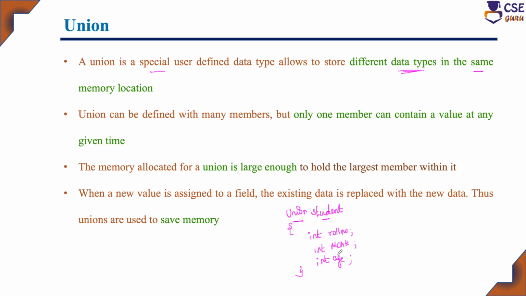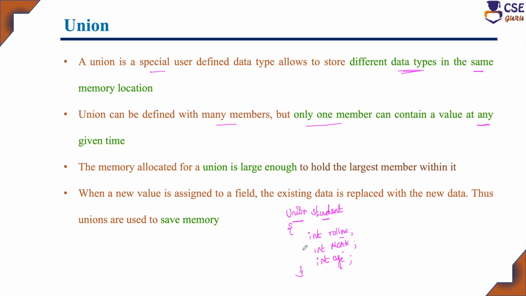What is the meaning here? All the members are stored in the same memory location, because at a time we can store only one value with the union. So a union can be defined with many members like roll number, mark, age, many members we can define, but only one member can contain the value at any given point of time.